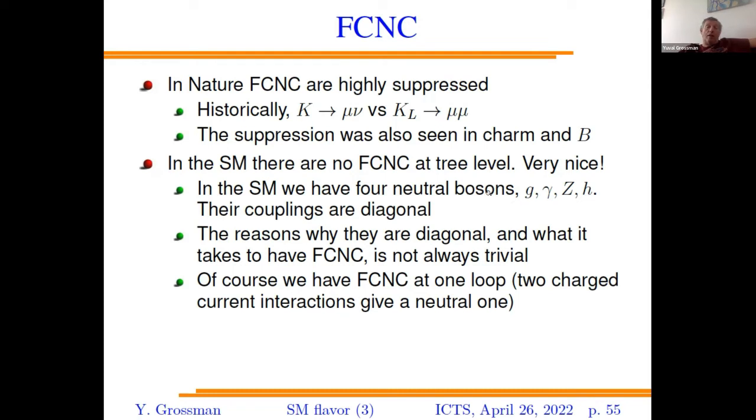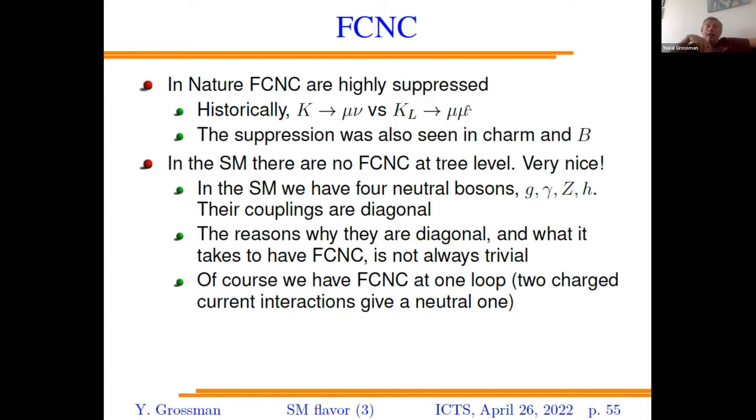Historically, the first one that was measured and was very important in the history of physics was the comparison between K to mu nu and K long to mu mu, okay? This one is a charged current decay of the S quark, and this is a neutral current decay of the S quark. This one is S to U, and this one is S to D. The branching ratio for this one is of order 64%. So almost 2/3 of the time a kaon decays this way, a K plus. And for K long to mu mu, the branching ratio is less than 10 to the minus 8. So it's a very, very rare process, okay?